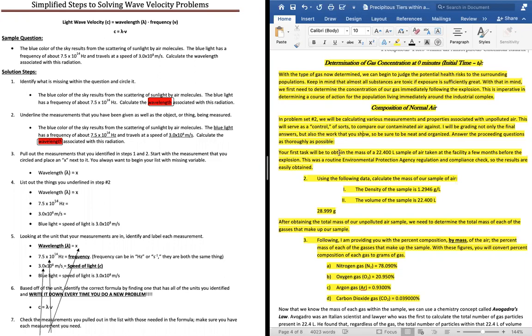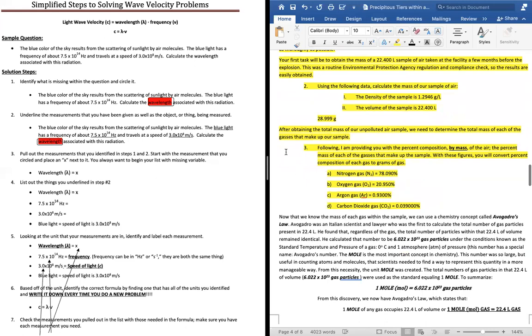So your first task will be to obtain the mass of a 22.400 liter sample of air taken at the facility a few months before the explosion. This was a routine Environmental Protection Agency regulation and compliance check, so the results are easily obtained. Again, this is your first question, and I'm not going to do it for you. I'm just giving you the answer because I need it. So then let's go down to the next question.